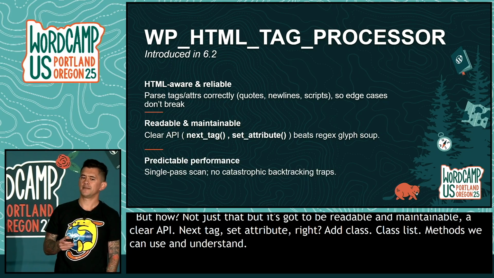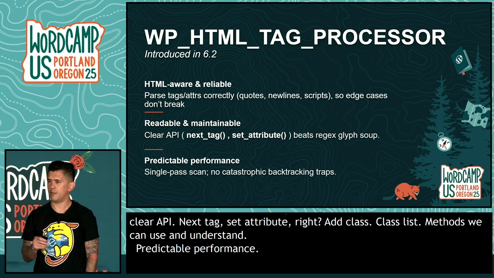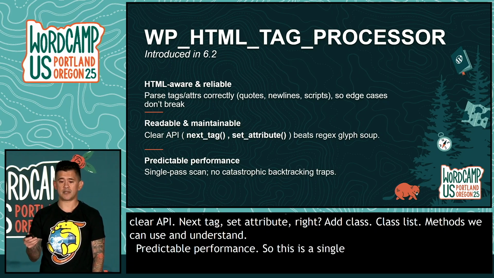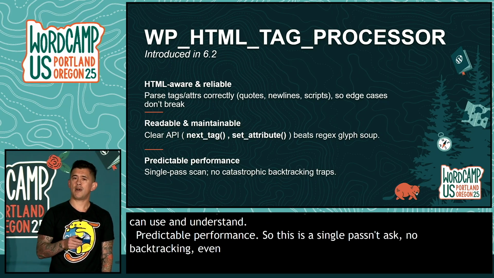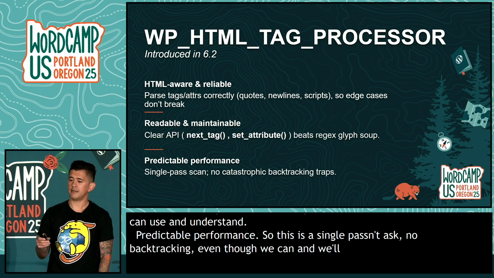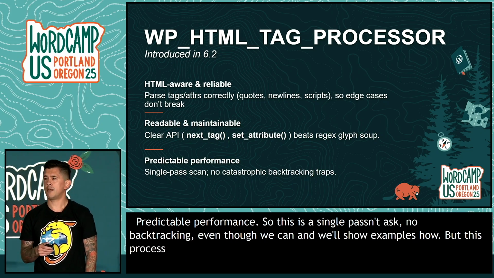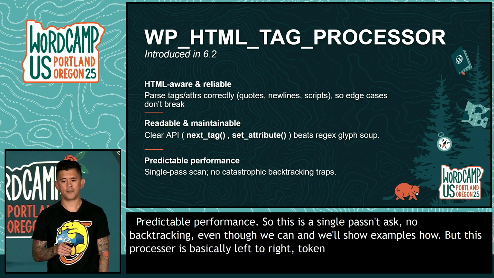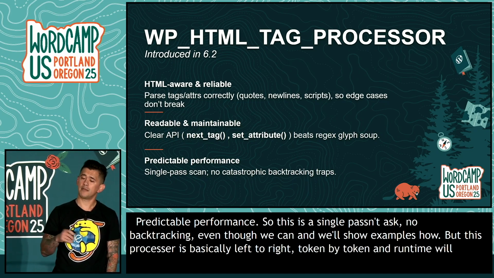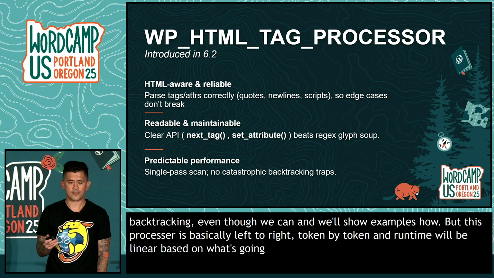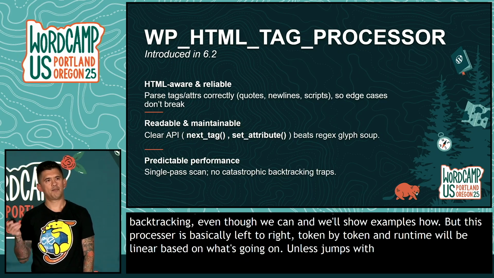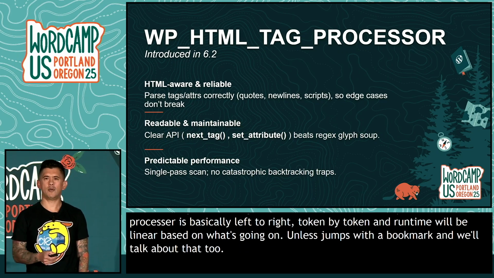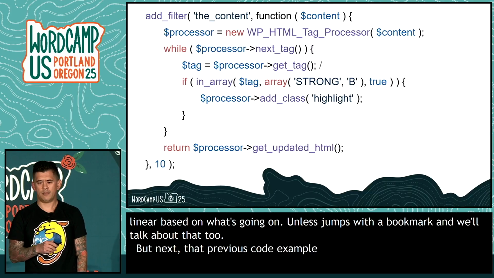Predictable performance. So this is a single pass scan, no backtracking, even though we can, and we'll show examples of how. But this processor basically is left to right, token by token, and runtime will be linear based off what's going on, unless you explicitly jump with a bookmark, and we'll talk about that too. But next, that previous code example that was annoying and hard to read, well, let's do it right.